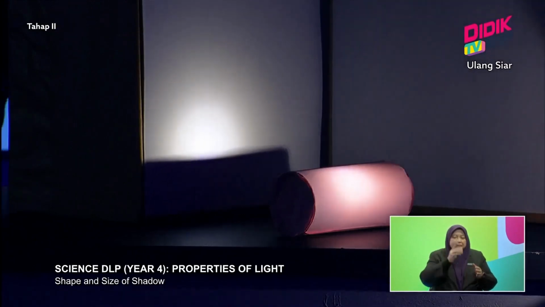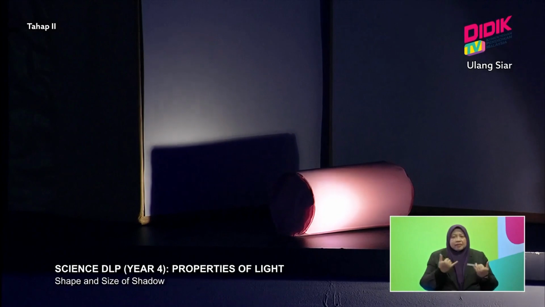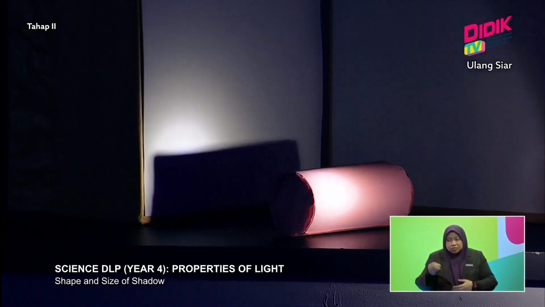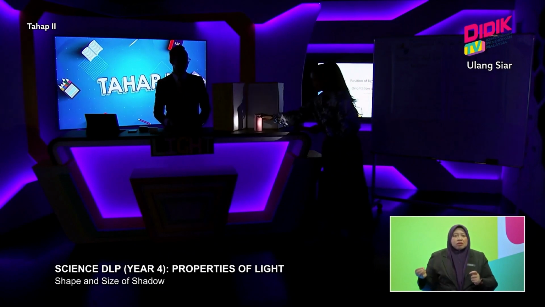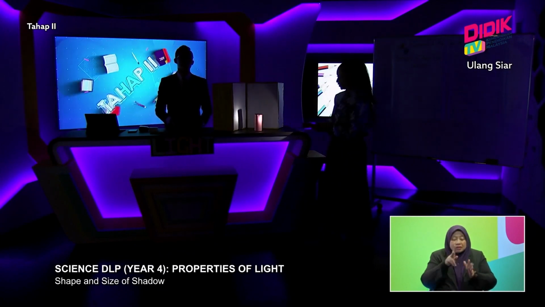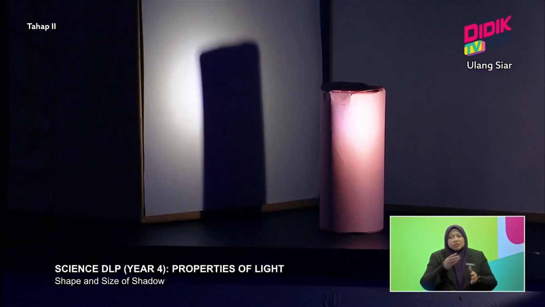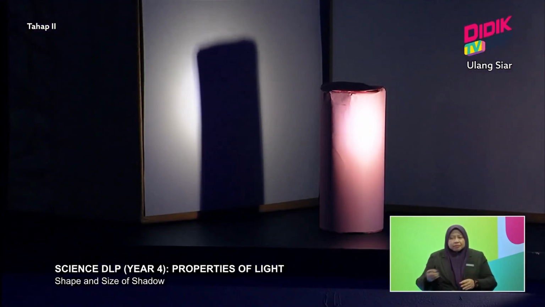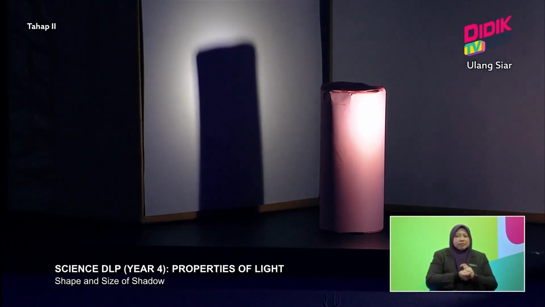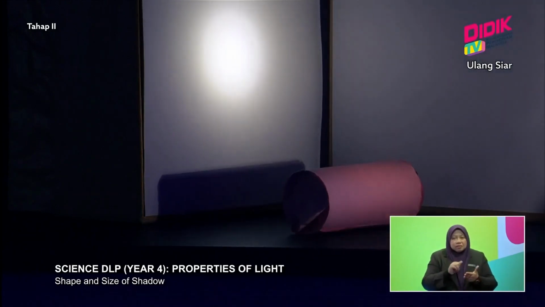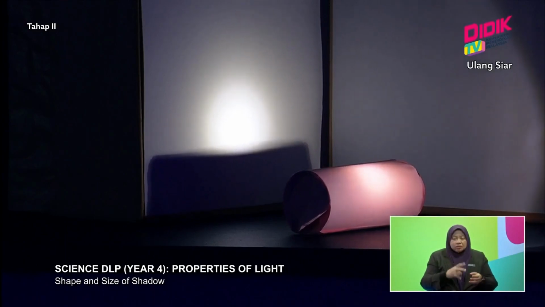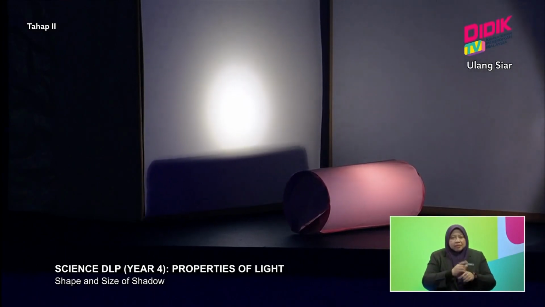Now we're going to look into the orientation of the object, whereby you change the object, putting it upright. From here, let's have a look at the shadow. Can you see that? Now you put it down. So you change the orientation of the object by putting it down. Lay it down. You get a different size, a different type of shadow, right? That's what is meant by changing the orientation of the object.